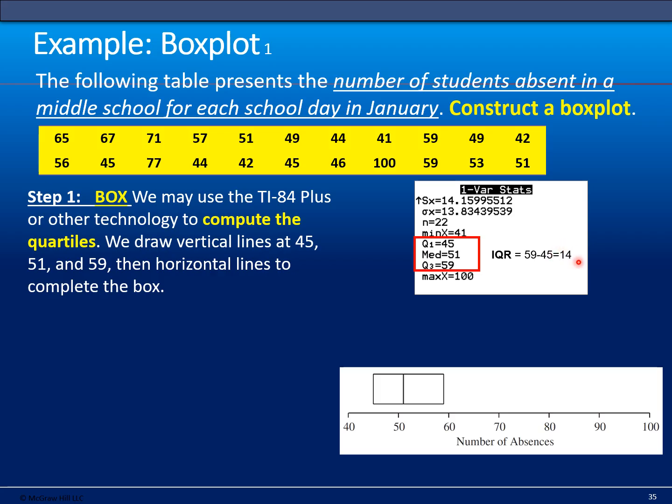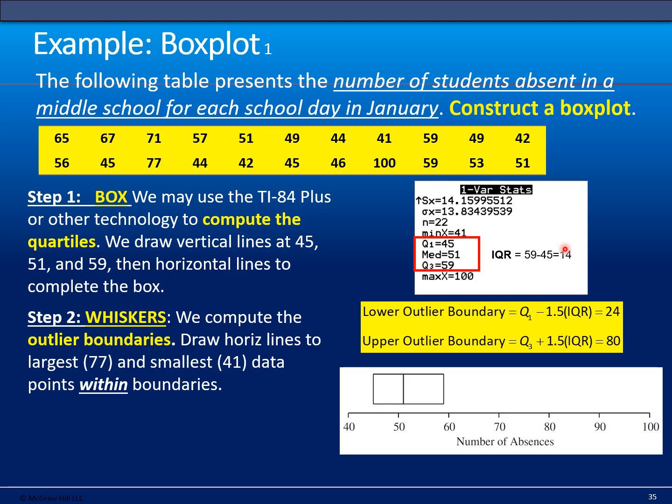The next thing we're going to do is draw the whiskers, and that is subtracting 14 from 45. Actually, I lied there. It's 45 minus 1.5 times the interquartile range, and quartile 3 plus 1.5 times the interquartile range. We're not adding or subtracting the interquartile range itself. Remember, we multiply by 1.5. So our lower whisker is going to go down to 24. Our upper whisker is going to go all the way up to 80.